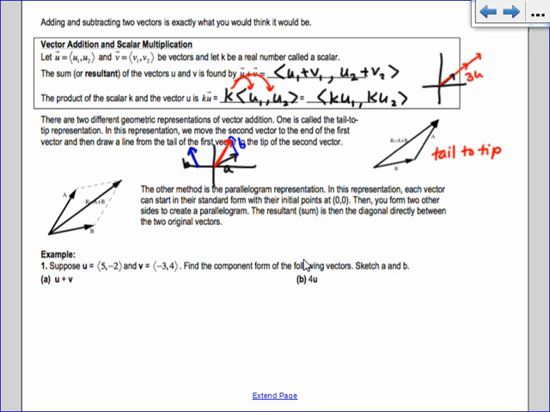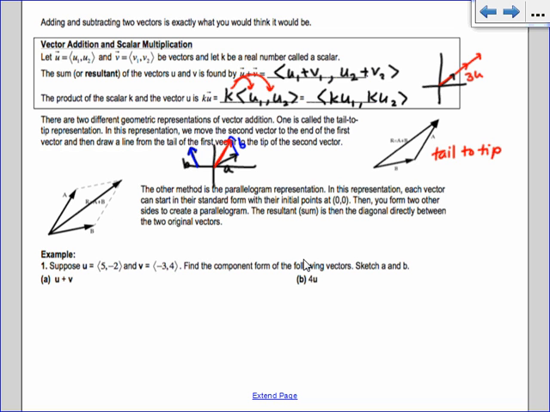Okay, but another method is the parallelogram representation, and some books really like the parallelogram representation. So it's really up to you on what you use. So in this representation, each vector can start in their standard form with their initial points at 0, 0. Then you form two other sides to create a parallelogram. The resultant, or the sum, is then the diagonal directly between the two original vectors. So if you see, it's kind of like the tail-to-tip thing. Maybe you move A to the end of B, or you move B to the end of A. It doesn't matter. Either way, this diagonal is then the resultant. So you don't have to worry about the tail-to-tip when you draw that parallelogram in. It kind of takes care of it.